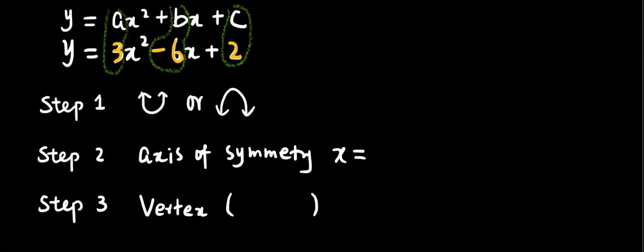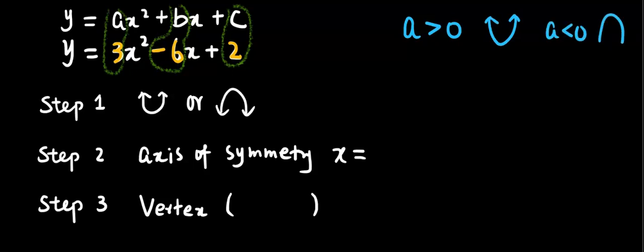Our step 1: is the graph, the parabola, going to open upward or open downward? Recall previous knowledge you learned. If a is greater than 0, the graph is going to open upwards. If a is less than 0, the graph is going to open downwards. In this case, a is 3, so our graph is going to open upwards, which means later when we find the vertex, it is the minimum value.